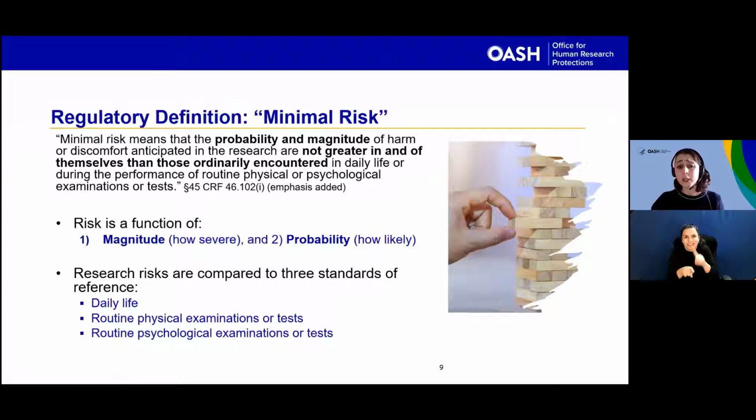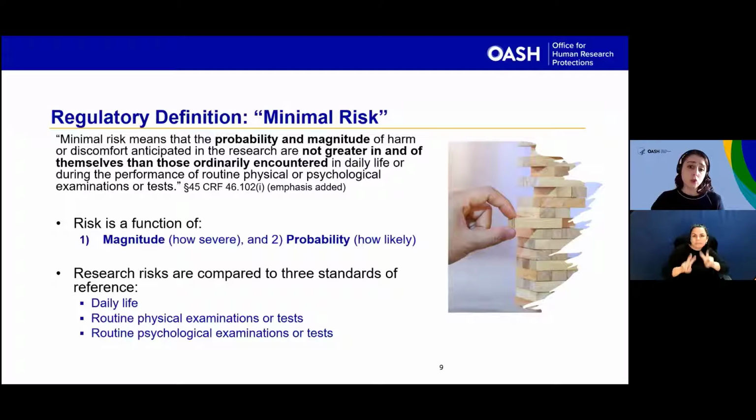And so it could be very difficult for us to assess risk. Fortunately, the regulations do provide us some tools to guide us in this assessment. For example, the regulations provide us with a clear definition of minimal risk, which means that the probability and magnitude of harm or discomfort anticipated in the research is not greater in and of itself than those ordinarily encountered in daily life or during the performance of routine physical or psychological examinations or tests.